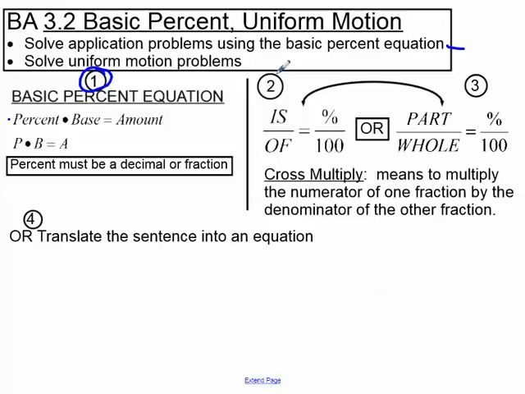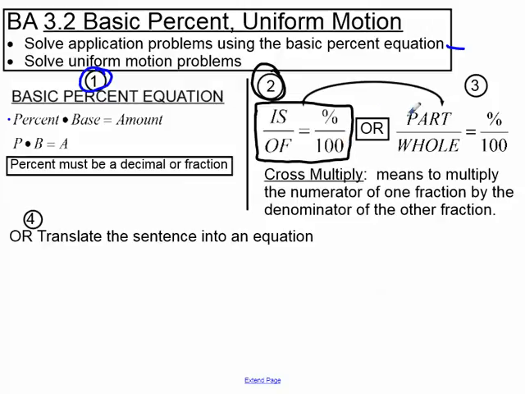Another way to do it that some people might be familiar with is to think of is over of as percent over 100. Basically, you set up a proportion and you cross multiply. You multiply the is times the 100, you multiply the of times the percent, and you solve that way. That's a different way to look at it, because a lot of times you talk about descriptions using is and of and percents and 100. 100 always goes here.